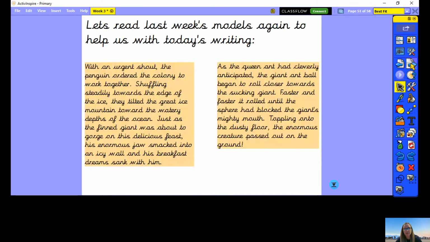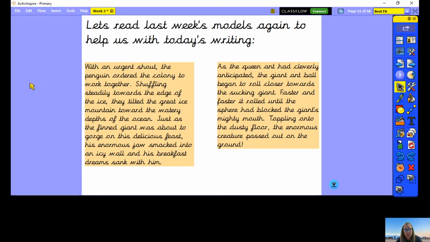Let's read last week's models again to help us with today's writing. You can either pause the video and have a read yourself, and I'm going to read it through as well, so you could follow with me. So, our penguin story that we looked at last week.